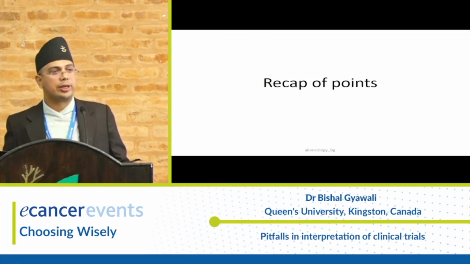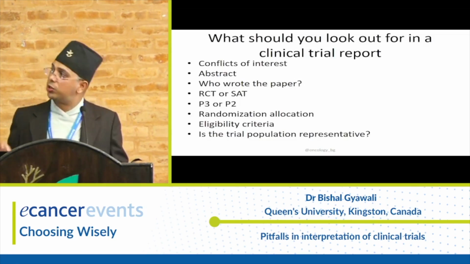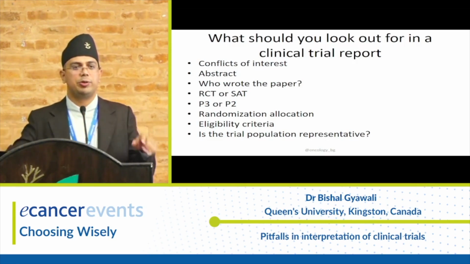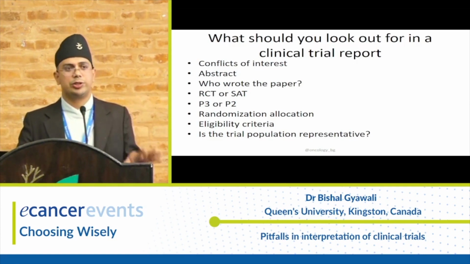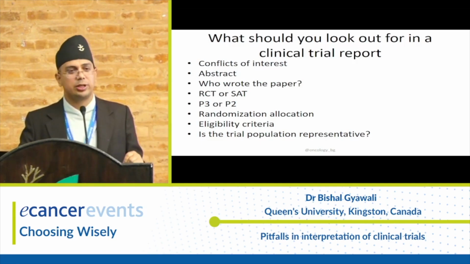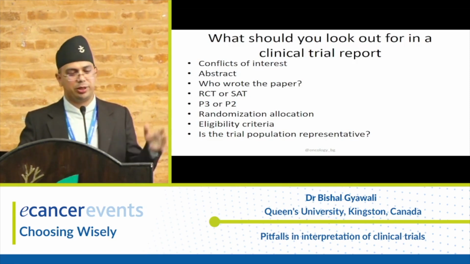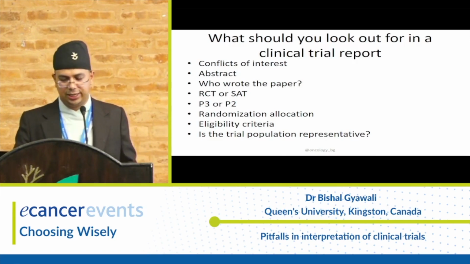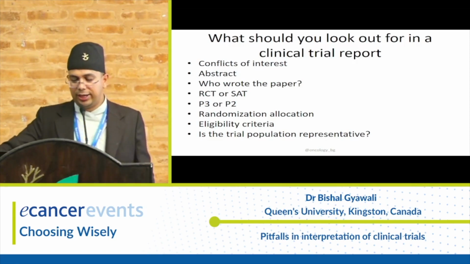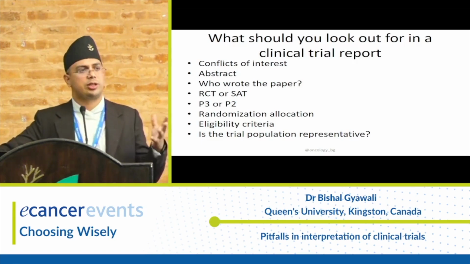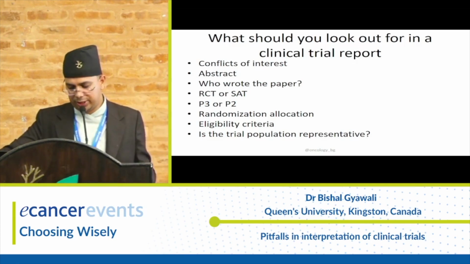So I just want to give a recap of the points that I talked about. What should you look out for in a clinical trial report? You have a clinical trial report in front of you. You just printed it out from the New England Journal of Medicine. Now you're about to read it. What should you look at? First, conflicts of interest. Abstract, don't read it. Look at who wrote the paper. Then see whether it's an RCT or a single-arm trial. Is it a phase 3 trial, or even in RCTs, sometimes it can be a phase 3 RCT or a phase 2 RCT. I did not go into that in my talk today. And then the randomization allocation. Usually it's 1:1. Sometimes it can be 2:1, 3:1. It's a little complex topic that we can discuss later.